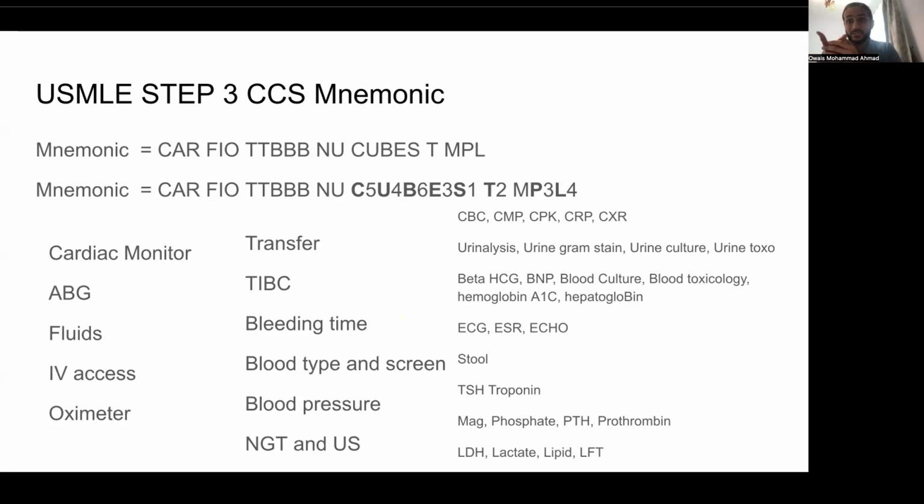Cube stimulator: CBC, CMP, CPK, CRP, chest X-ray. You can of course do CT scan. Urinalysis, urine toxicology, urine Gram stain, and urine culture. Then B is going to be beta HCG, BNP, blood toxicology, blood culture, of course, haptoglobin, hemoglobin A1C. Echo, ESR, and ECG, stool studies, TSH, troponin, magnesium, phosphate, and PTH, and LDH, LFTs, lipids, and lactate.